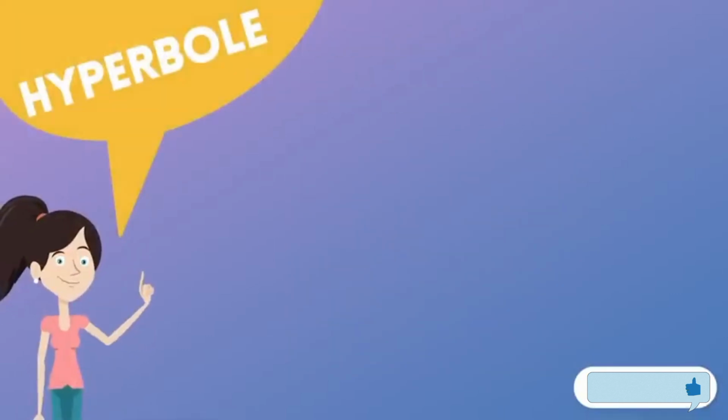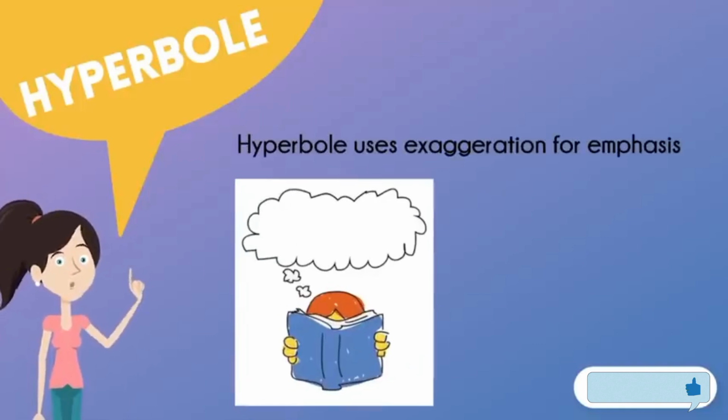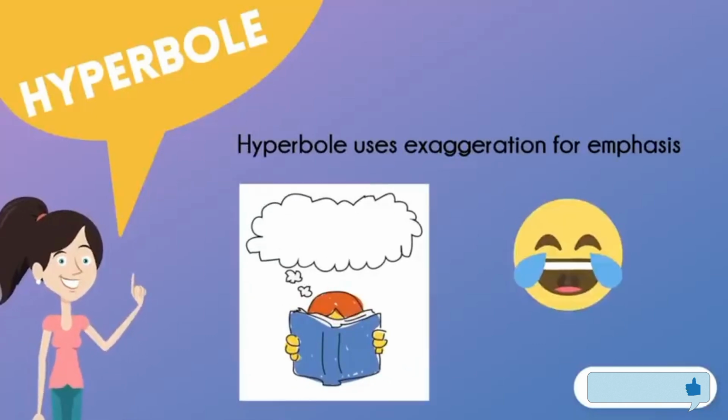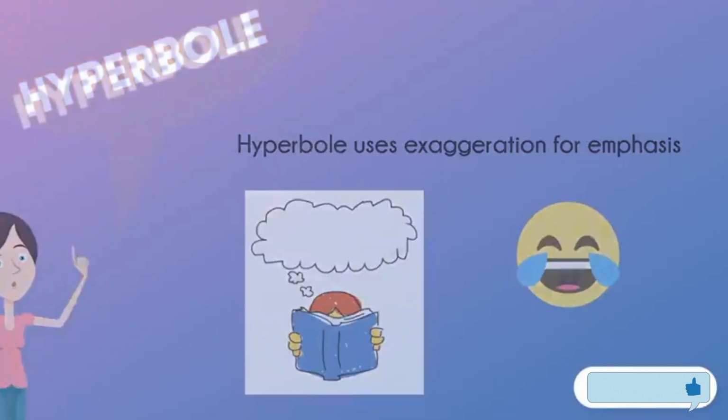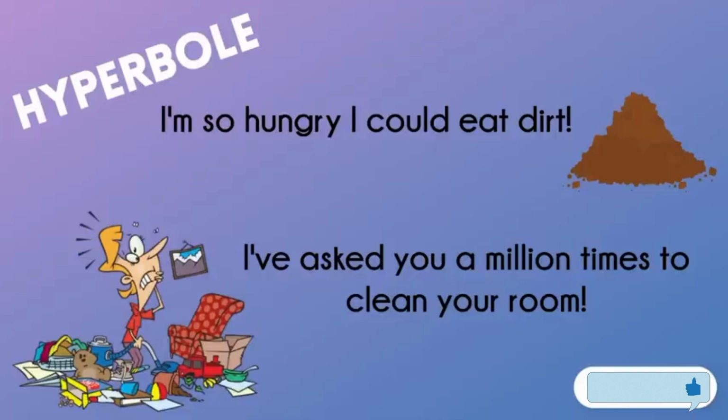And our final figurative language type for this video is hyperbole. It uses exaggeration for emphasis and to intensify an image in the reader's mind. It is often used with humour, and it isn't meant to be taken literally. Hyperbole is another figurative language device used in our daily speech. Some examples include, "I'm so hungry I could eat dirt," and "I've asked you 1,000,000 times to clean your room."